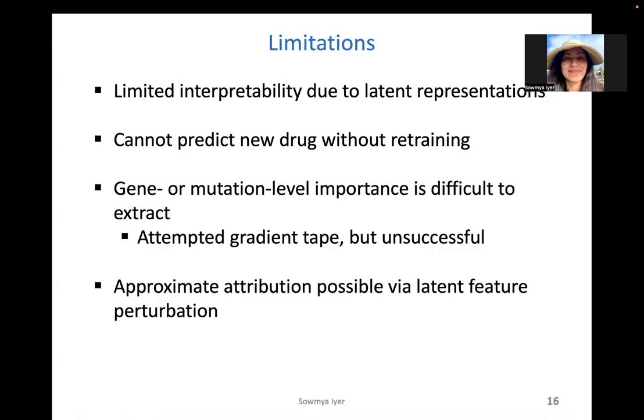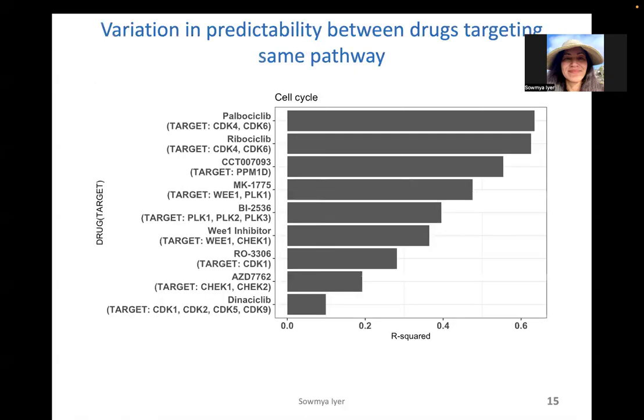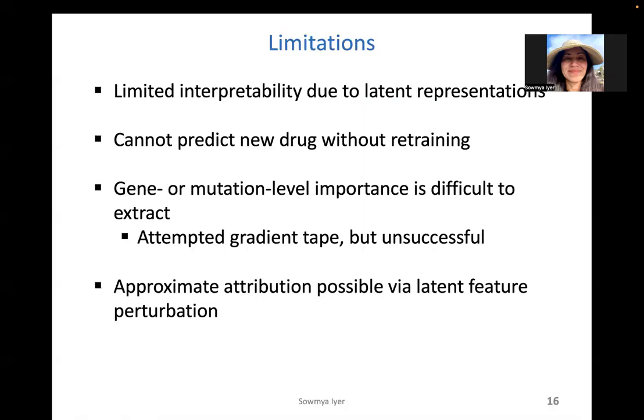So what are the limitations of this model? There is limited interpretability. The first thing that someone would want to know, or that I would want to know, is what contributes to a particular drug's performance. Is it a high expression of a certain set of genes, or is it a particular mutation in a gene that is making something more or less responsive? Since autoencoders were used to reduce the dimension of the gene expression and CRISPR data, it is hard to interpret down to a gene level.